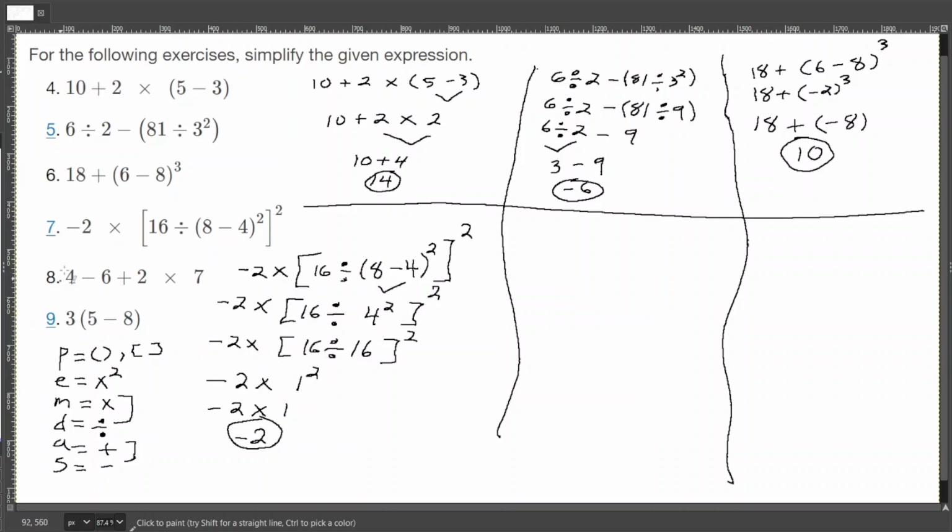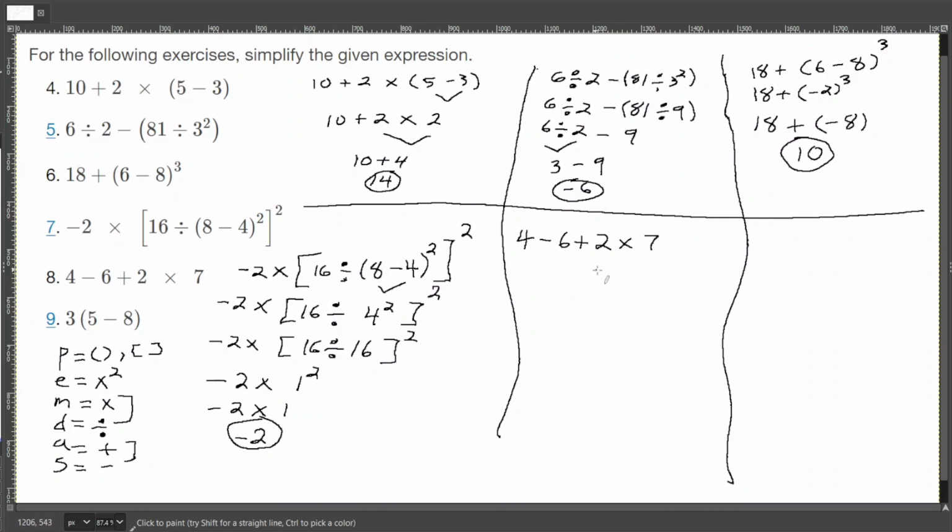All right. So the only thing that survived after all this was this -2. Pretty funny, huh? But anyway. All right. So the next one we have is, whoops, 4. Oh man, sorry. I'm writing horrible with this thing. So 4 minus 6 plus 2 times 7.